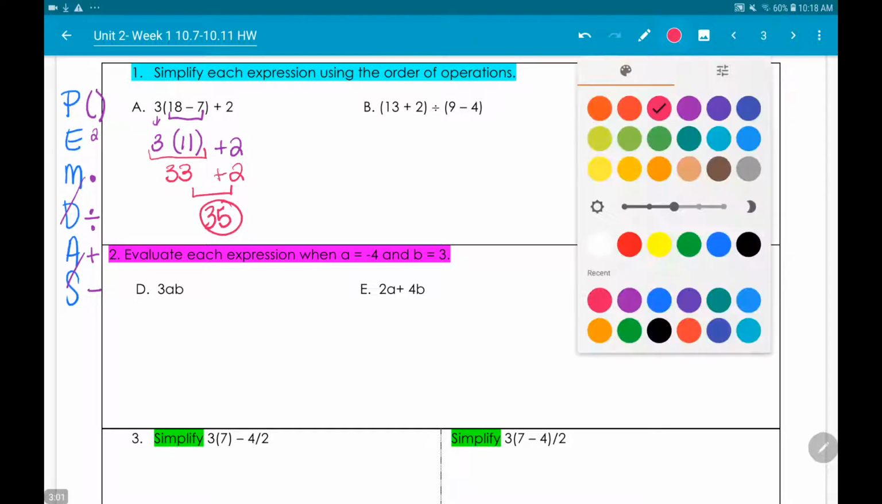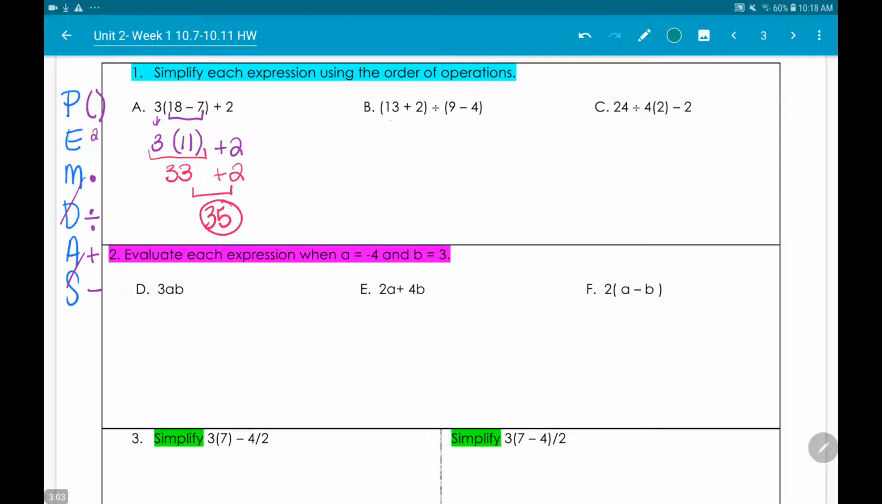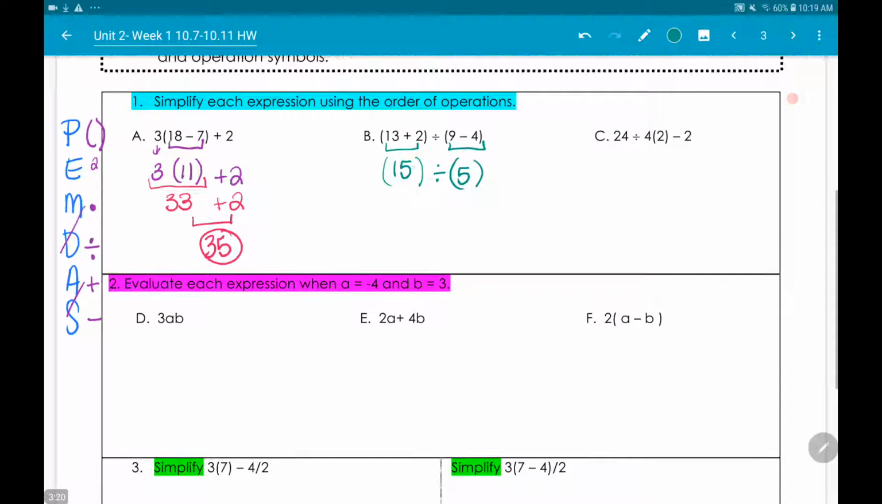All right, let's do it again. So this time I see 2 sets of parentheses. So that means I'm going to do them both individually. So 13 plus 2 is 15. And 9 minus 4 is 5. So I do both of those separately. So now I have 15 divided by 5. I can go ahead and do that. That is 3.